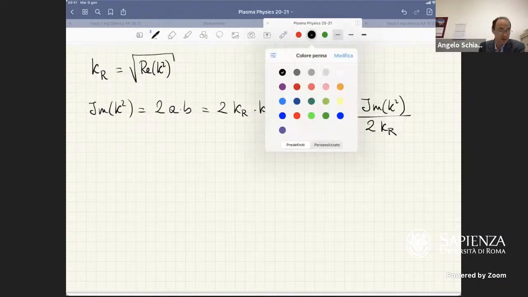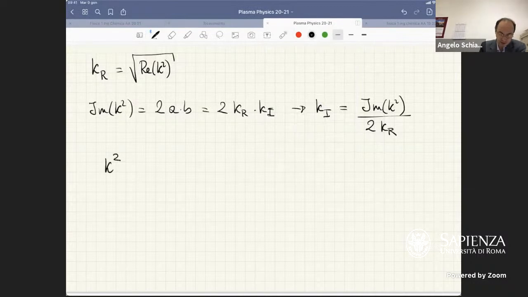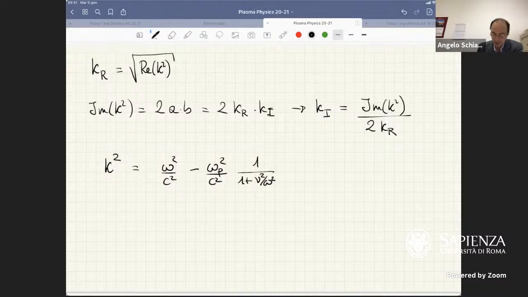Okay, this is our plan. Let's rewrite what k squared is, so we can go briefly over the terms. k squared was omega squared over c squared minus omega p squared, the plasma frequency, divided by c squared times 1 plus nu squared over omega squared, where nu is the collision frequency and omega is the angular frequency of the wave, plus i times the complex term, which is omega p squared over c squared times nu over omega, divided by the same denominator as the real part.